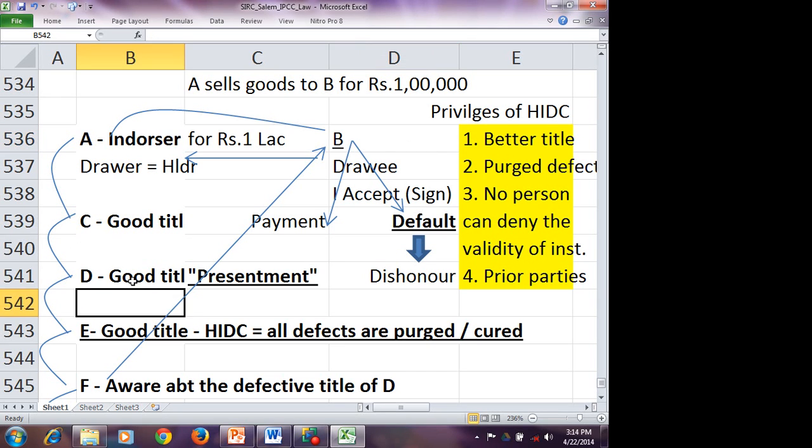Even if D has stolen, at that time no person can deny the validity of the instrument. At that time, D cannot say, come on, I have only stolen the instrument, how can he make me liable? He can be held liable in case he could be traced. Or otherwise, make the C liable. Because all parties are jointly and severally liable to a holder in due course.